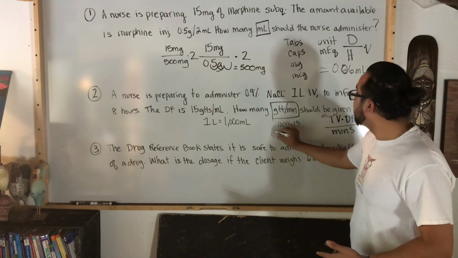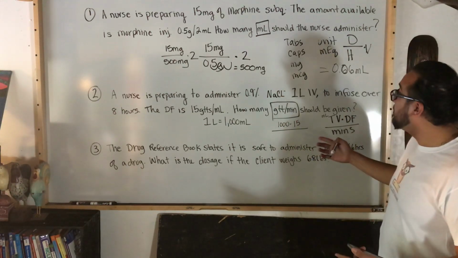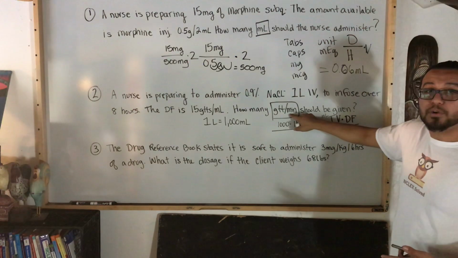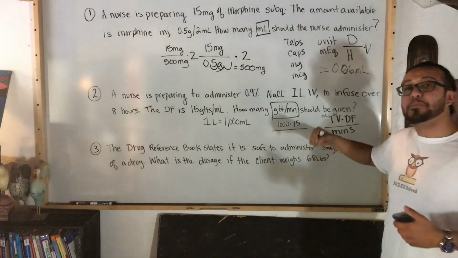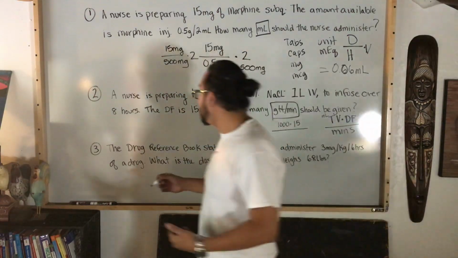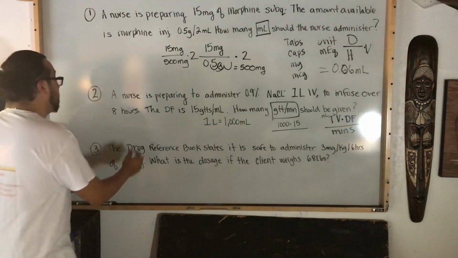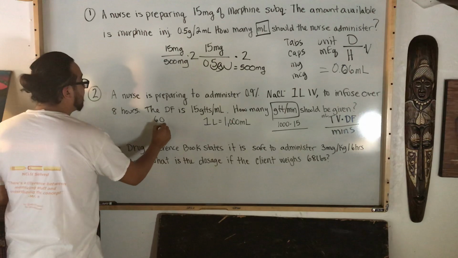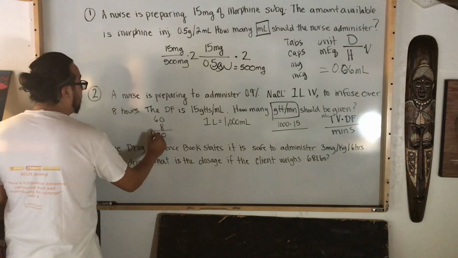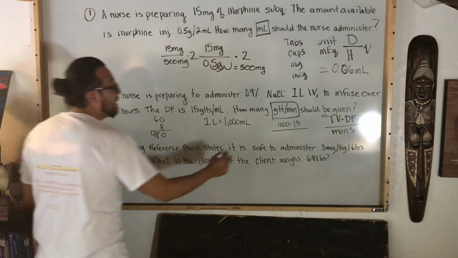We can plug in 15. And the time is going to be 8 hours. But the time has to be in minutes because that's how the question is being asked. How many drops per minute? So you're going to have to convert the hours into minutes. And the best way to do that is whatever the hours are, you just multiply it by 60. So you get 60 times 8 hours, 48. So it becomes 480 minutes.